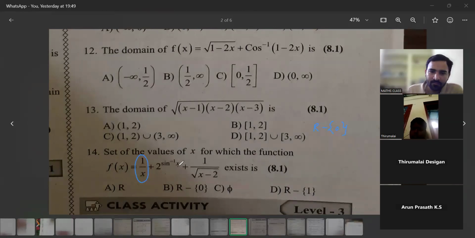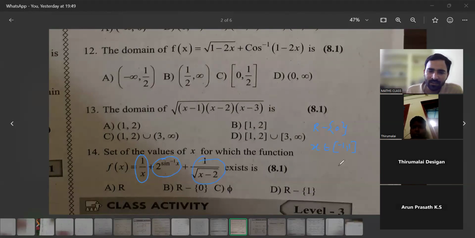Now 2 raised to sine inverse x: when is this expression defined? 2 raised to something is always defined, so you just need to take the domain of sine inverse x. So x belongs to minus 1 to 1. Then only sine inverse will be defined. So the domain of this expression is this one.